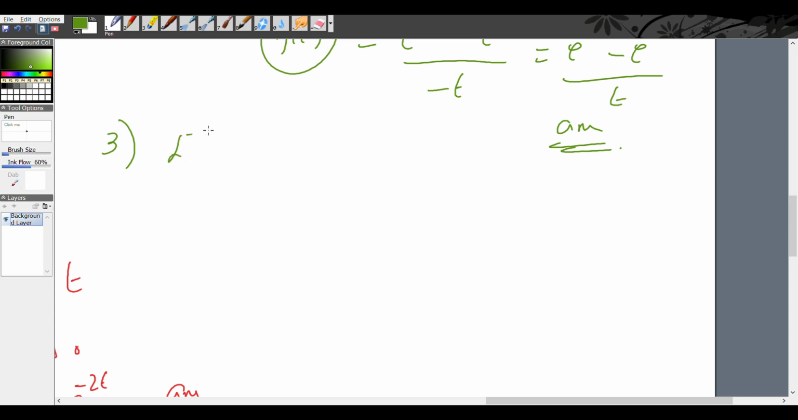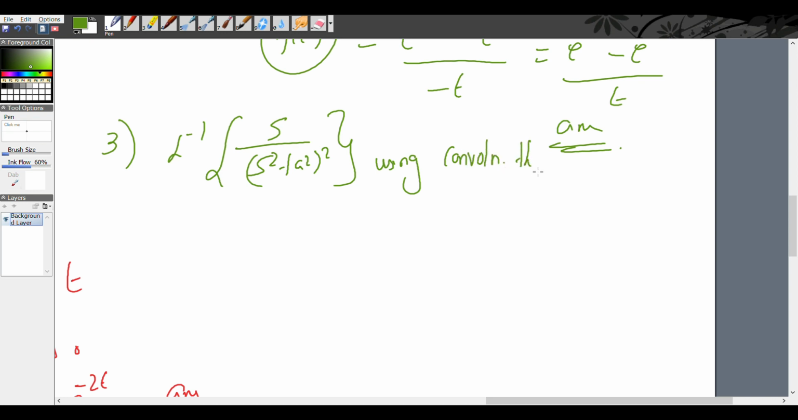Find the inverse Laplace transform for s by (s square plus a square) using the convolution theorem. Okay, so I have to use the convolution theorem to find L inverse of this one. Okay, let's try to do this.